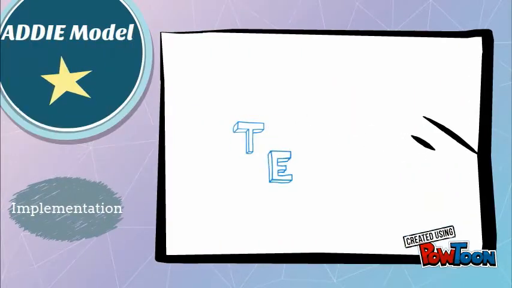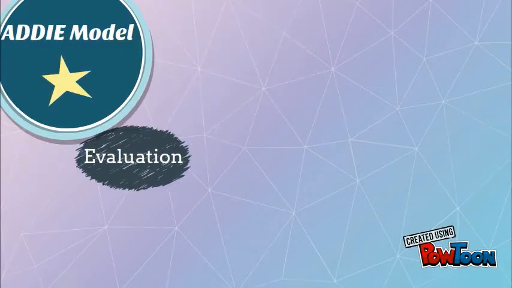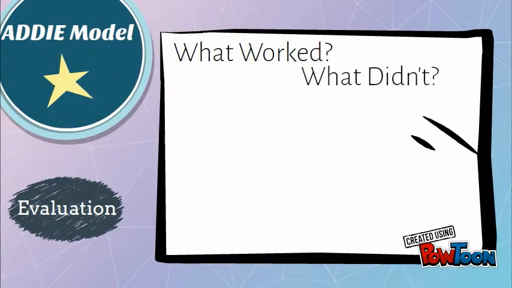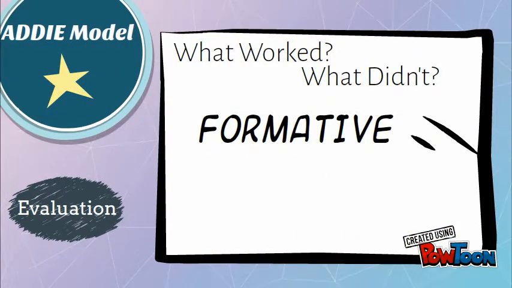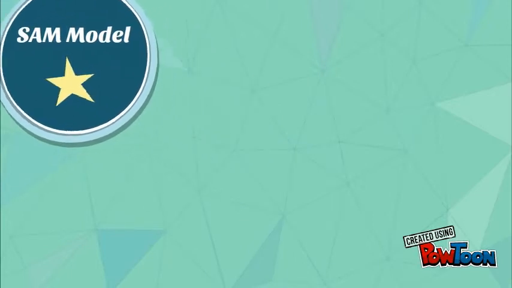And step 4 of the process is implementation. That's where you actually teach the content. Finally, you have evaluation. This is where you get to determine what worked and what didn't. You're going to have formative assessments that go all along the way, and then finally a summative one at the end to sum up.